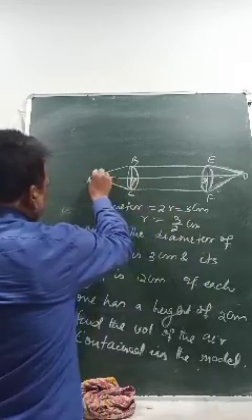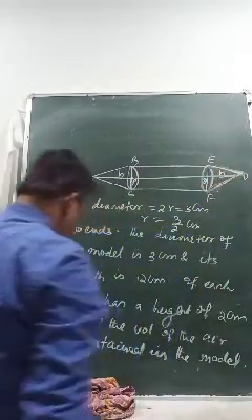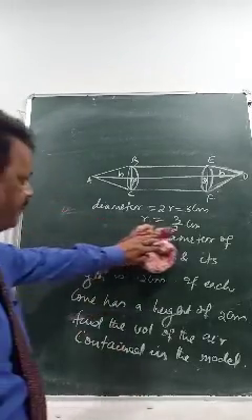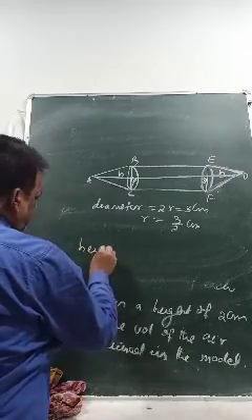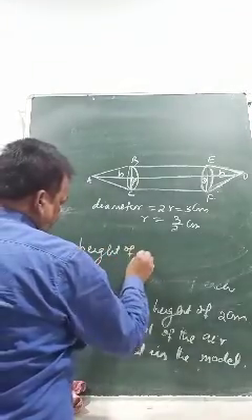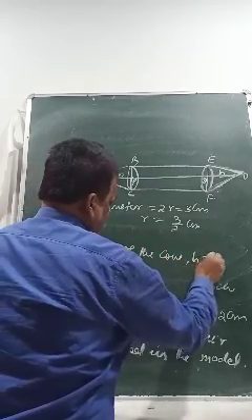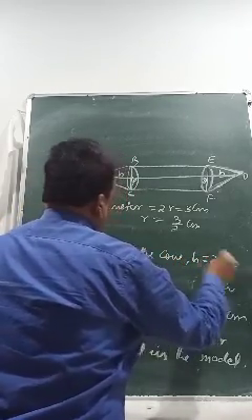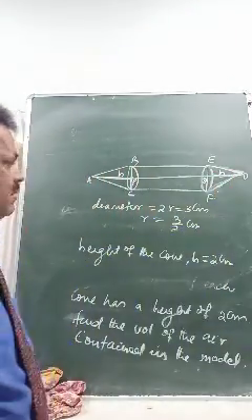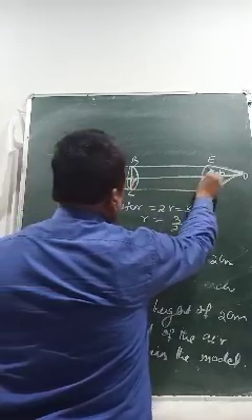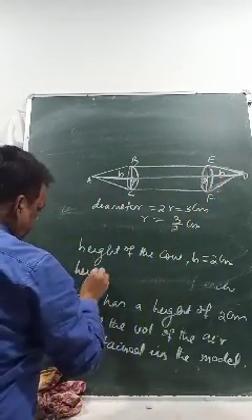Now look, AP is the height. This is height. This is also height. H, height of the cone. H equals 2 centimeter. Means this is 2 centimeter. This is also 2 centimeter. The remaining part, look here, PQ, that is the height of the cylinder.